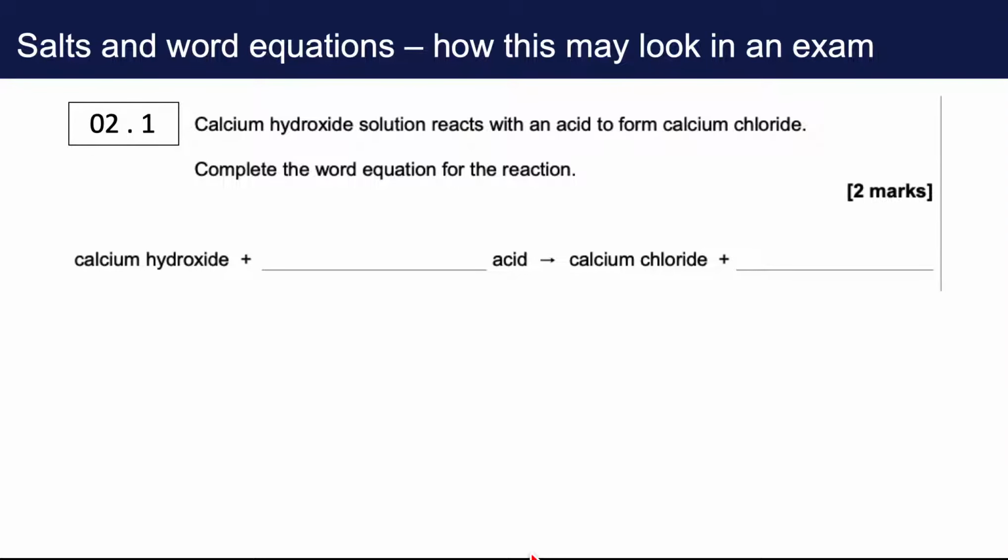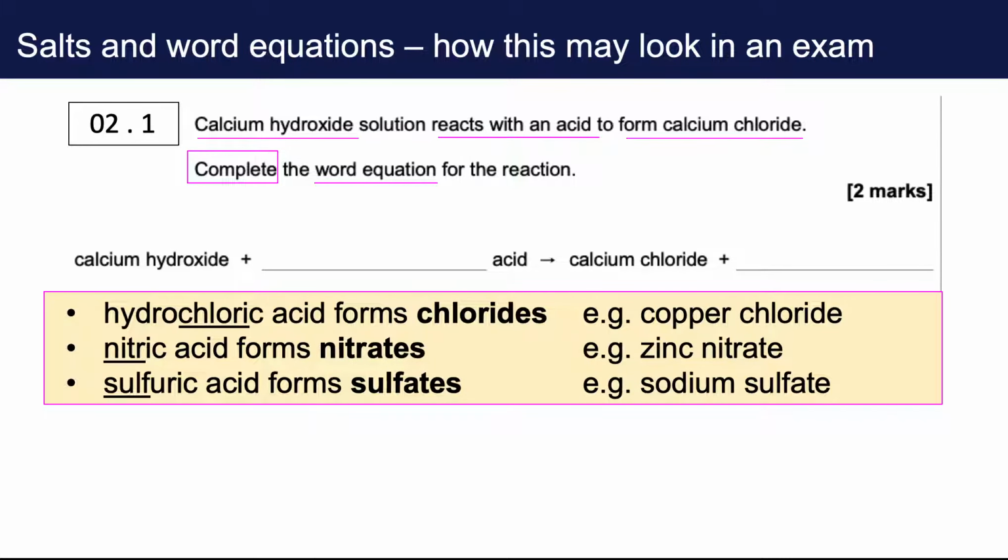Now, a little example of a word equation that we might have to complete in an exam that requires us to apply that knowledge is this one shown here. I've been asked to complete the word equation for the reaction of calcium hydroxide with an acid, don't know what the acid is, to form calcium chloride. I need to apply my knowledge of acids and salts to determine what acid is being used to produce the chloride, calcium chloride, as shown here. So it's got to be hydrochloric acid, and as it's a base and an acid that's reacting here, I'm going to produce a salt and water.